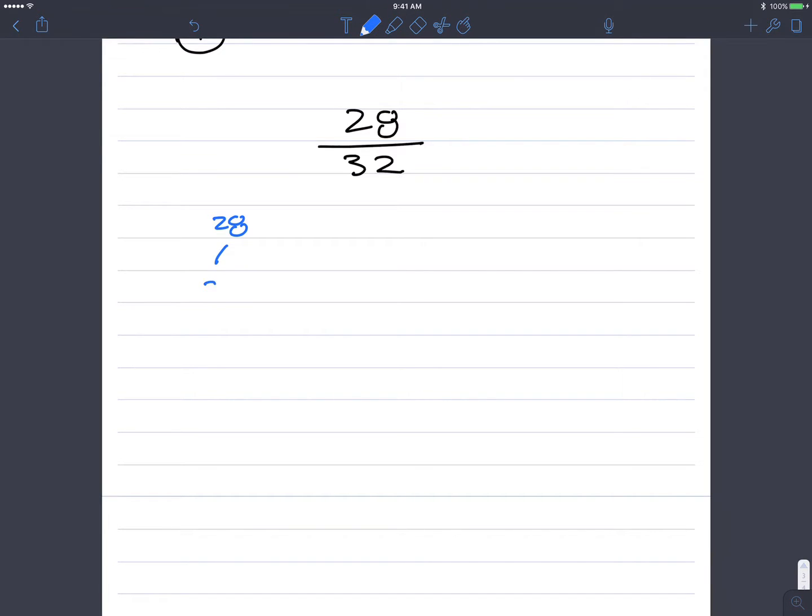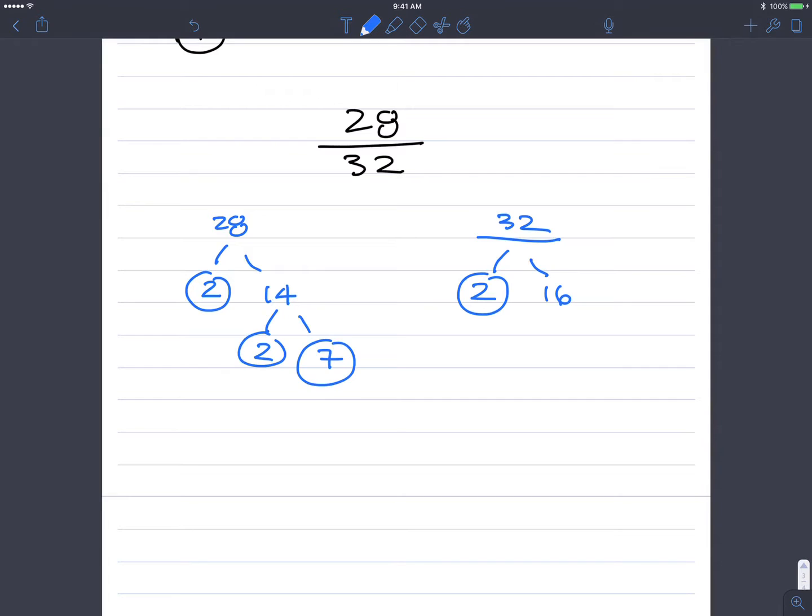28 we can describe as 2 times 14, where 2 is prime. We have to break the 14 down. 2 times 7, and since 7's prime and 2's prime, we've finished factoring or breaking down 28. 32, on the other hand, we can say is 2 times 16. 2 is prime. 16 is 4 times 4. And 4 is 2 times 2, each one of these.